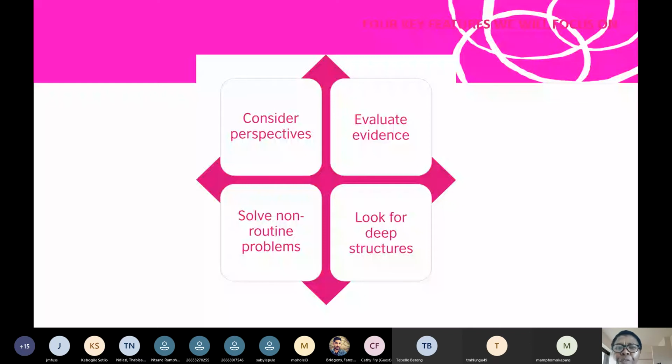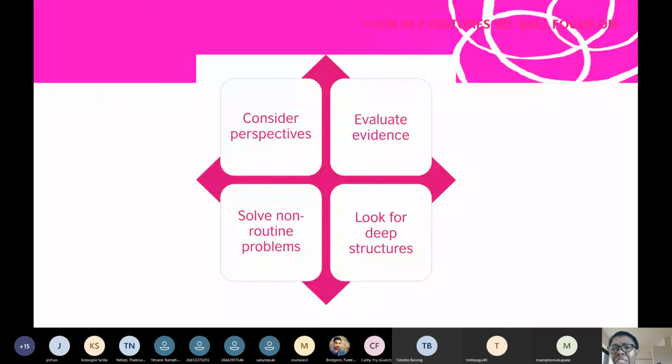And then solve non-routine problems. This is something you can do in a class when you say to your learners, stand up and talk about an unprepared topic, during your oral task.